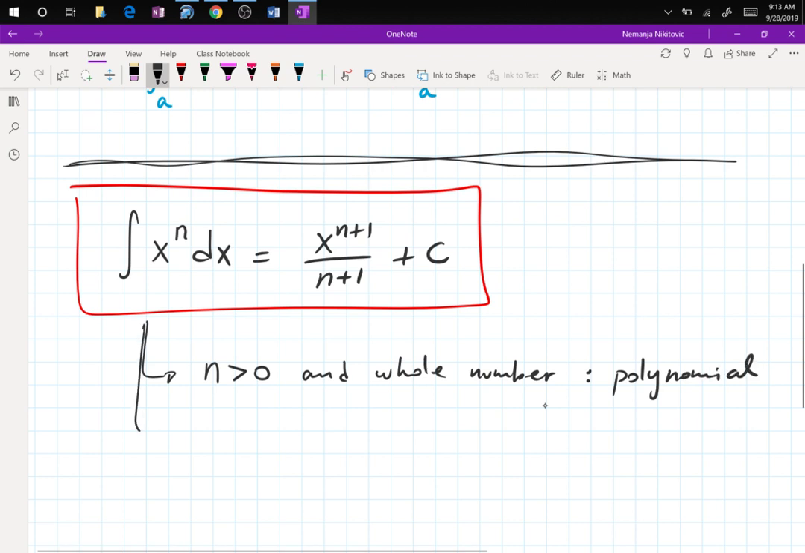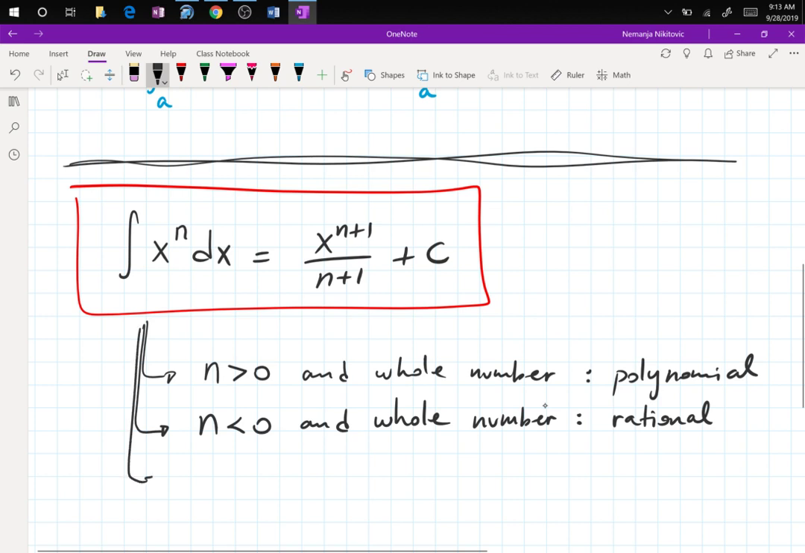Your n could be less than 0 and a whole number. And in that case, you have a rational function. And finally, n could be a fraction, in which case you have a radical function.